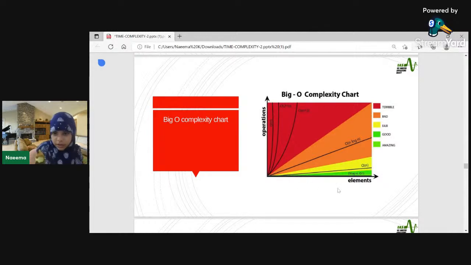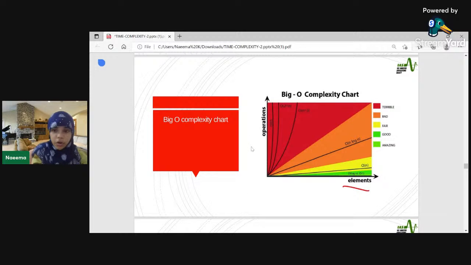We see first we have big O of 1, which is called constant time, meaning the runtime does not depend on the size of the input. No matter how big the input is, no matter how many elements you have, the time taken to complete the task remains constant.